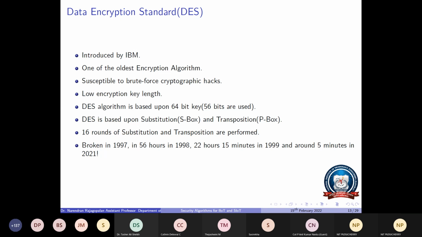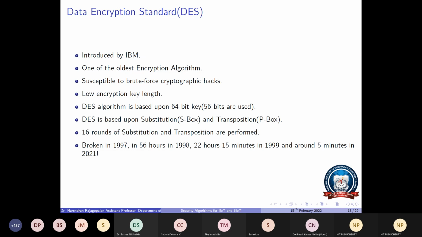But unfortunately, it is susceptible to brute force attack. The key length that is used for encryption in the Data Encryption Standard is around a 64-bit key, but only about 56 bits are used, whereas the other 8 bits are dropped. Data Encryption Standard is based upon substitution and transposition, which is done with S-box and P-box, and about 16 rounds of such substitution and transposition take place.